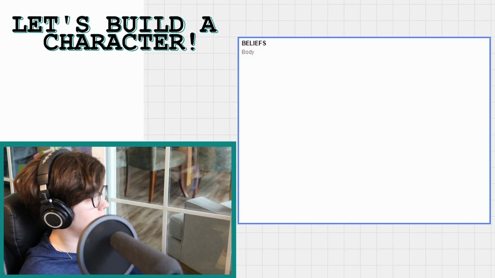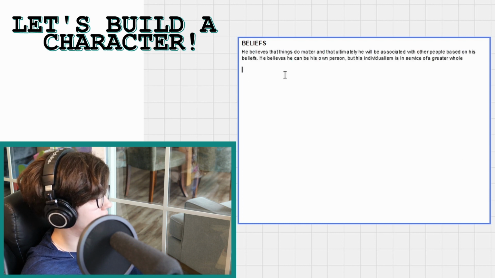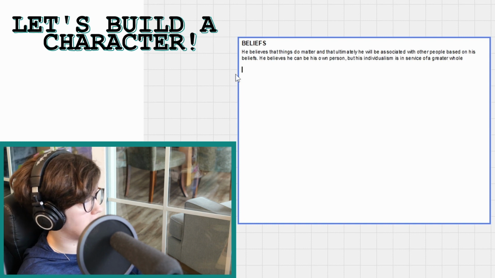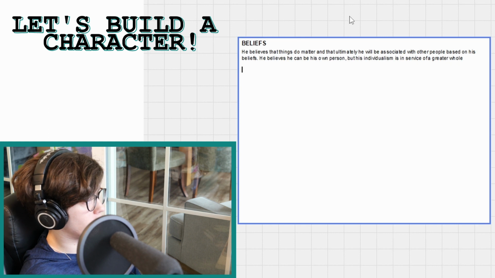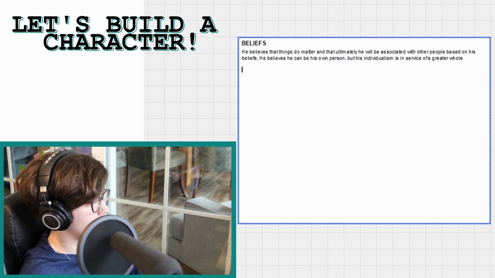Alright, it just crashed on me, but to fill in this last box here, his beliefs are that he believes that things do matter and that ultimately he will be associated with other people based upon those beliefs. Of course, he believes that he can be his own person, but that individualism is in service of a greater whole.